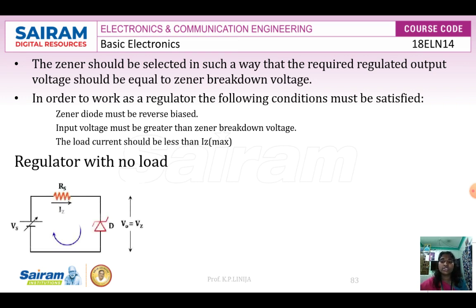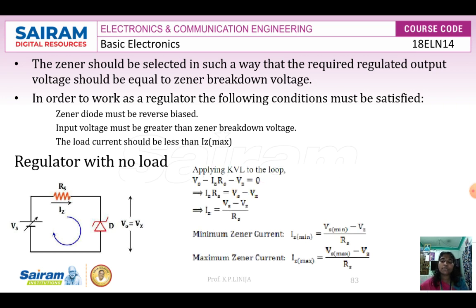Okay, so this is the circuit. In the previous circuit we have removed the load resistor which is connected over here. Now we are giving the input supply and it is crossing across the source resistance. So across the Zener, the current is marked as IZ. Now we need to calculate the output voltage. So in this loop we are going to apply Kirchhoff's voltage law.